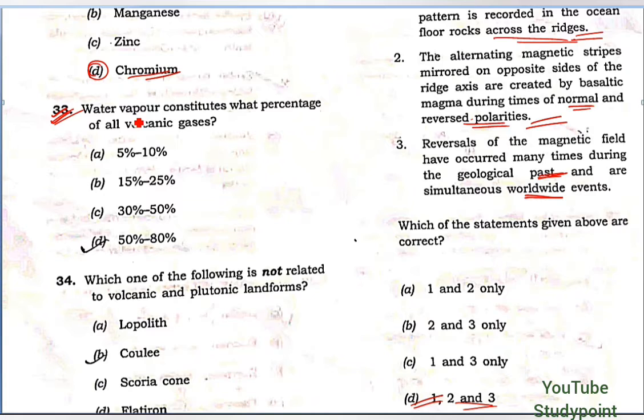Question number 33. Water vapor constitutes what percentage of all volcanic gases? Right one is option D, 50 to 80%.